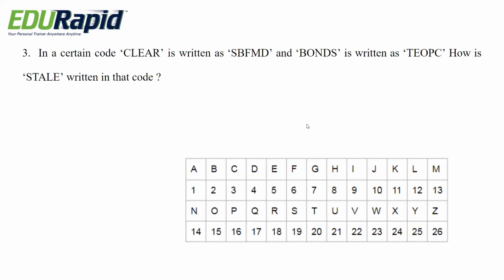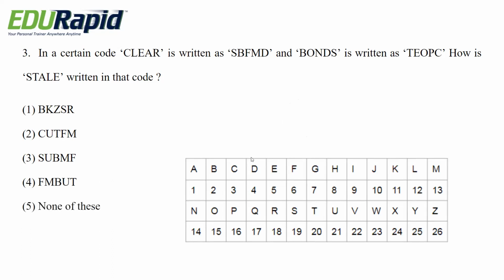In a certain code, CLEAR is written as SBFMD and BONDS is written as TEOPC. Similarly, how is STALE written in the code language? Options are BKZSR, CUTFM, SUBMF, FMBUT, none of these.